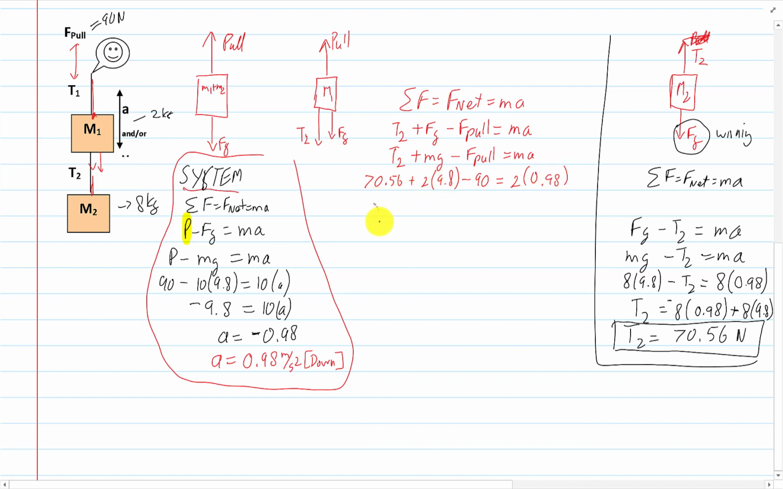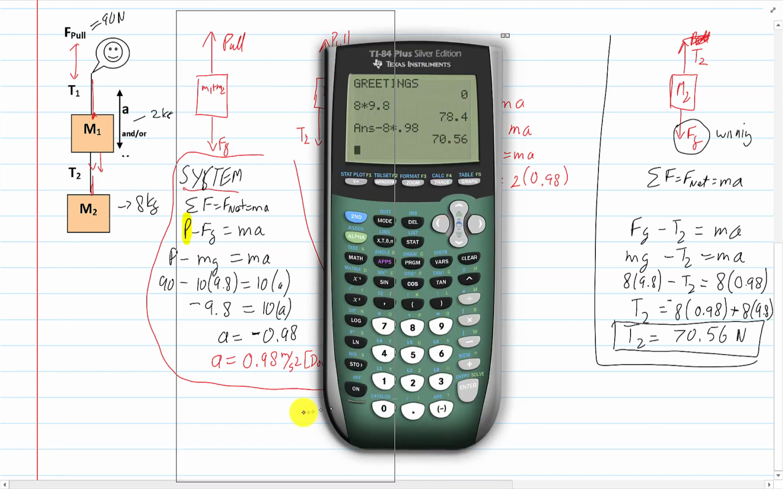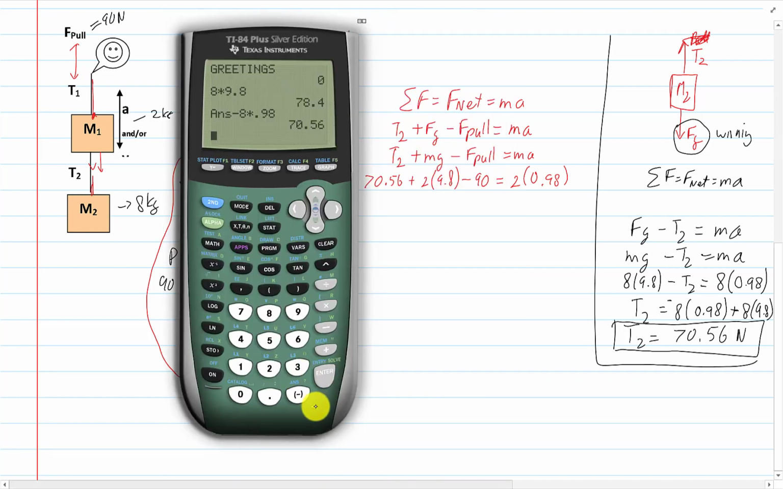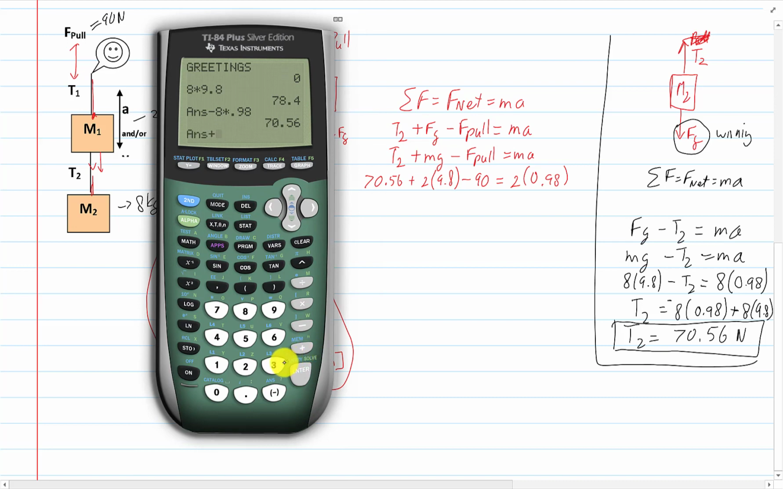Okay, so let's just pull up the calculator and check on both sides. 70.56 plus 2 times 9.8 minus 90 is going to be 0.16. And does that equal 2 times 0.98? What did I do wrong? What did I do wrong?